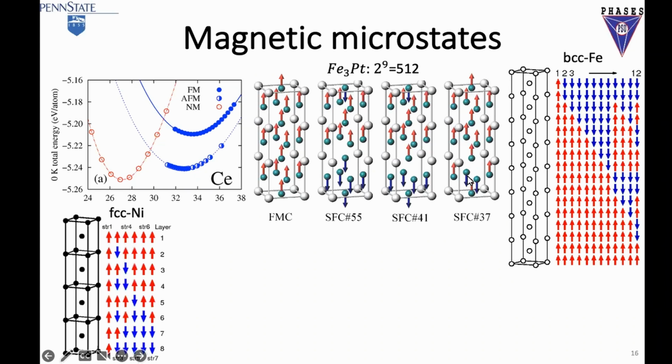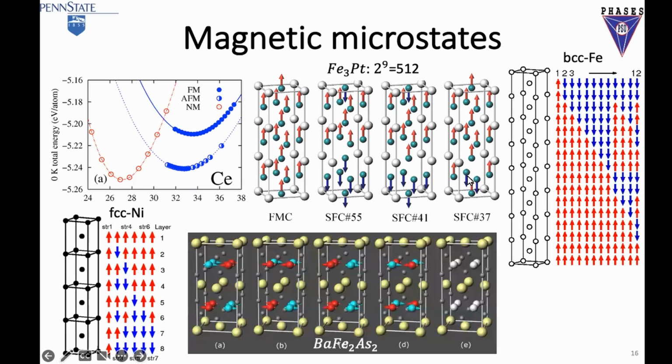For FCC nickel, we don't have 12. I think we only have six configurations for the nickel. And then we also did it for this complex magnetic material, iron HSB, the base for superconductors. Now you get a very complex spin configuration. So we did those ones. I want to show two examples.